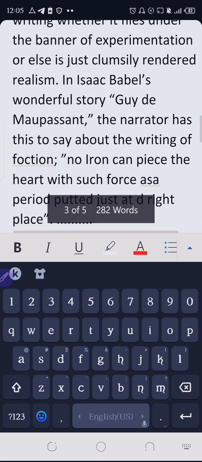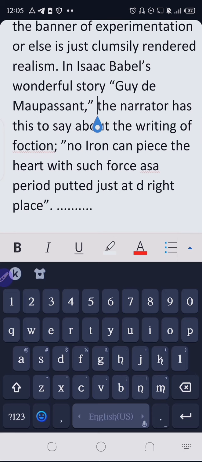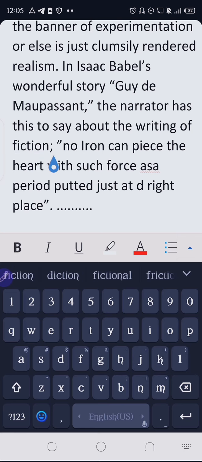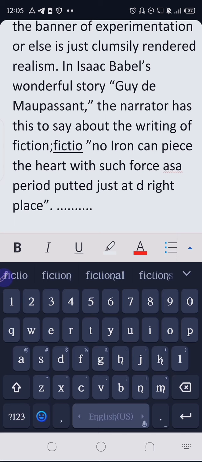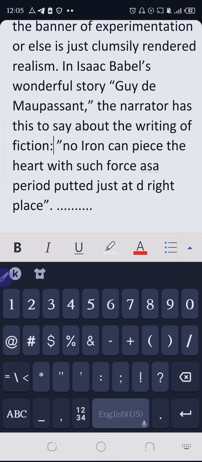The narrator has this to say about the writing of fiction, right? So let's take out the O and fix our I, fiction. Now, notice what we have next here. It's a quote, right? A quote from Isaac Babel's Guy de Maupassant. So when you are introducing a quote, you don't use a semicolon. You use a colon instead to introduce a quote.